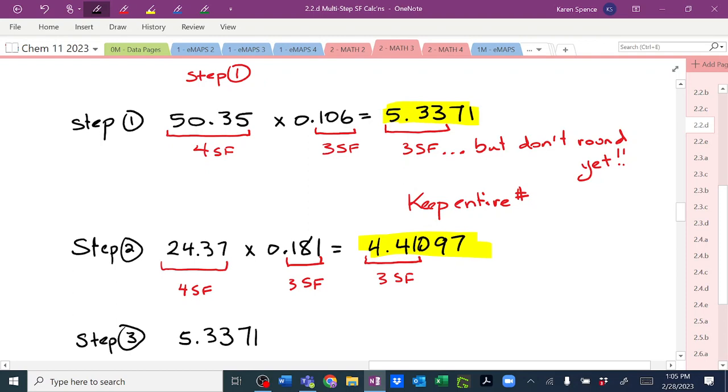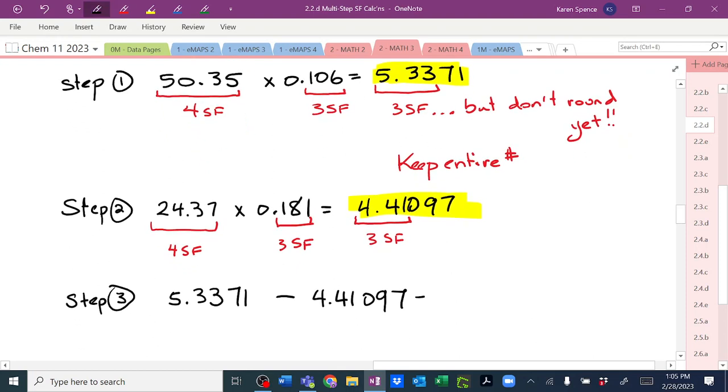5.3371, subtracting the second number, 4.41097, and we get 0.92613. Okay.